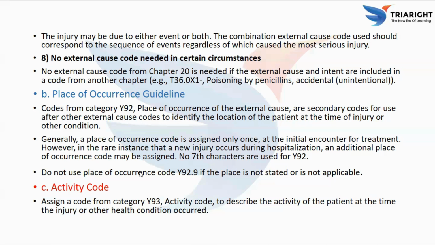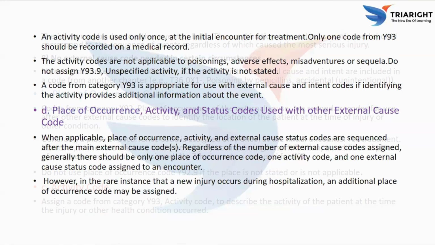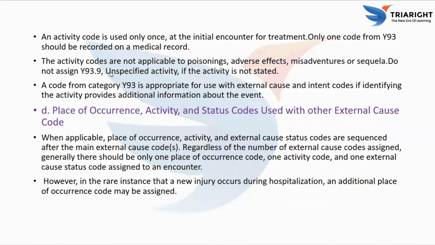These codes are used as secondary codes only and they are usually assigned at the initial encounter only. There is no seventh character required for the Y93 code category. You should not assign one if the activity is not documented and not relevant. The activity code is used only once, because it is assigned when the injury or condition is first treated. Only one activity code should be recorded per medical record for that event. Even if the patient has multiple follow-up visits, you should not repeat Y93.